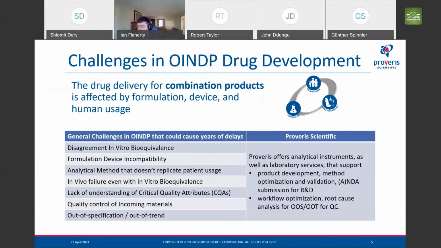Some other things that we see are just general formulation and device incompatibility. A lot of times people will have a formulation already set in stone and then move to device selection and find out that their particular formulation does not perform well with the device that they've chosen. Another big one is just a general lack of understanding of critical quality attributes. We'll go over some of those as they pertain to nasal sprays and pMDI drugs, and how our instrumentation can help elucidate some of that for the user.